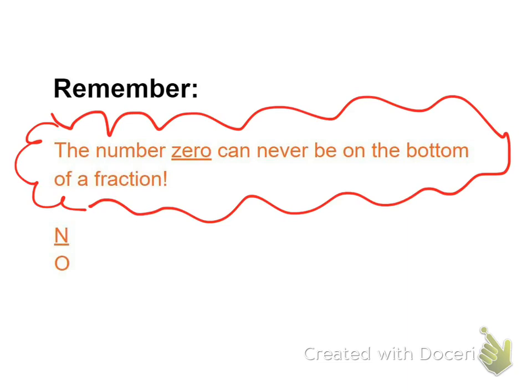When I was in high school, the way that I was taught this was NO. We should not, no, have a 0 on the bottom. But it is okay to have a 0 on the top. Okay, so a 0 on the bottom is a big NO, but it is okay for 0 to be on the top.